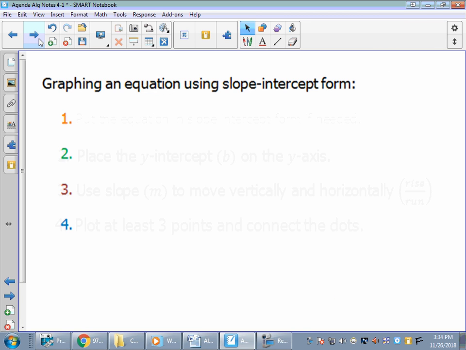Okay. Next up, let's look at graphing an equation using slope-intercept form. So now they're going to give us the equation, and we're going to graph it, just the backwards of what we just did. We're going to take the equation and graph it.